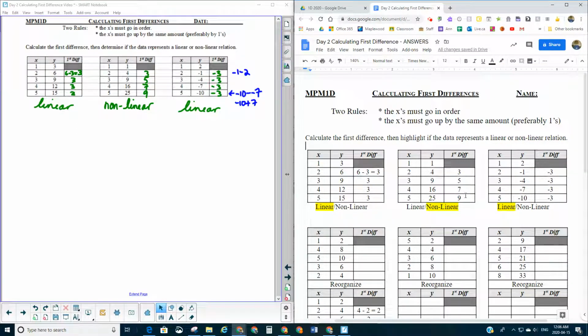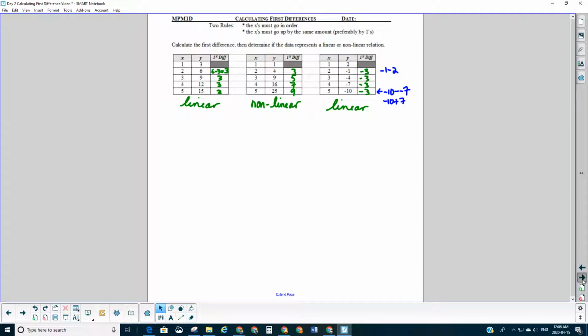Okay. So you're going to be filling out more of these, but we've got a couple more examples. All right, let's go back to our sheet here and move on to the next slide.